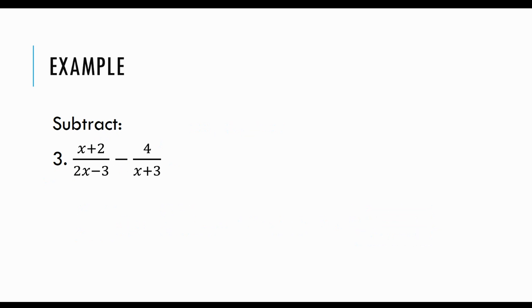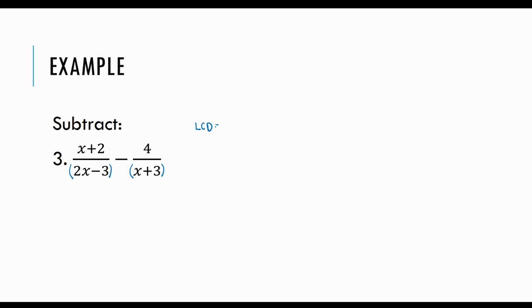Okay, let's look at a subtraction problem. We've got x plus 2 over 2x minus 3 minus 4 over x plus 1. So I look at my denominators and I first want to ask myself, is anything factorable? 2x minus 3, there's nothing to factor there. X plus 1, there's nothing to factor there.